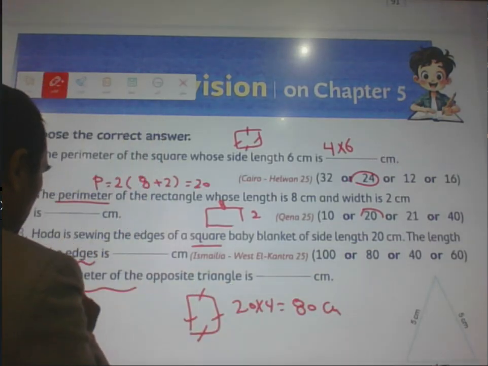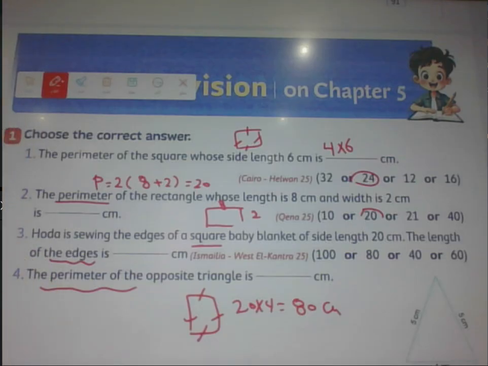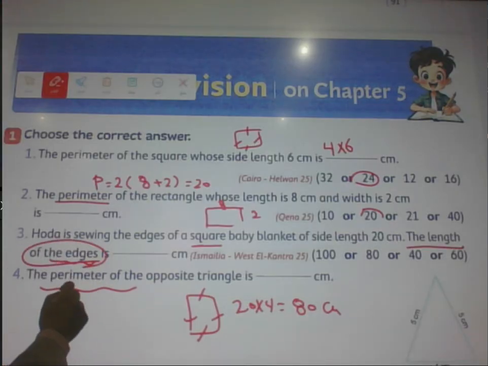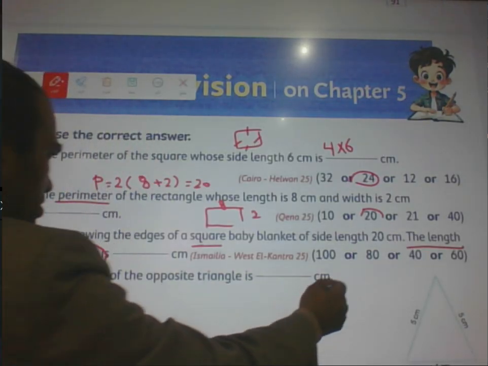What does it mean here? The perimeter. He asked about the perimeter. Okay, this question refers to the length of the edges. It means the perimeter, the sum of all sides. The result will be 80 centimeters.